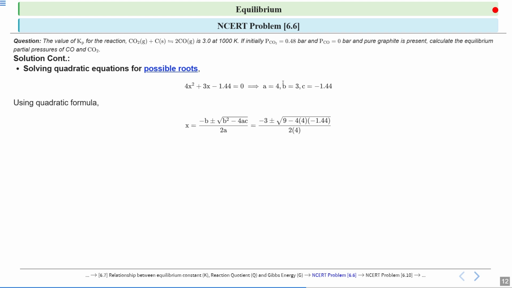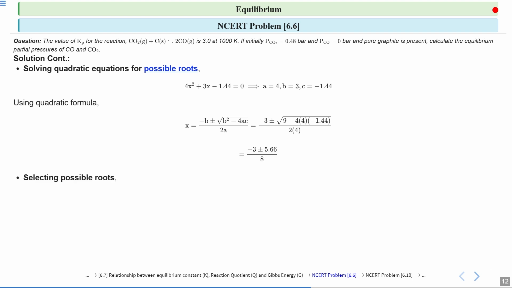So what is b here? It is 3. Instead of b square you can take 3 square. Then 4ac we are taking as 4 multiplied by 4 and multiplied by c, which is minus 1.44. In between we will take 2 signs. So basically we will get 2 roots of x because it's a quadratic equation. In the first root we will take the positive part, in the second root the negative part. Then in the denominator we will take 2a, which is 2 into 4. If you solve this, you will get minus 3 plus minus 5.66 by 8.